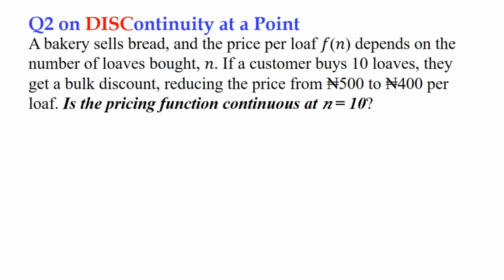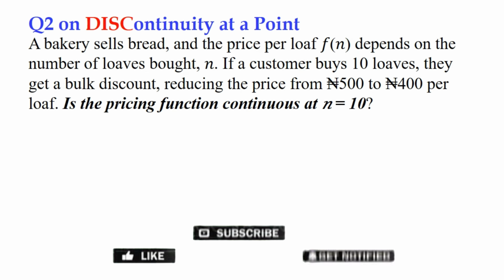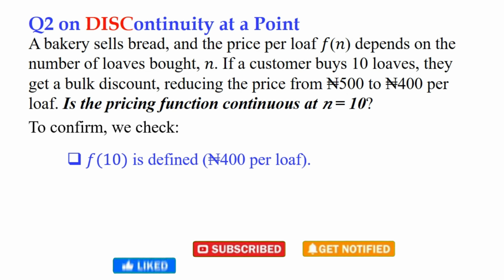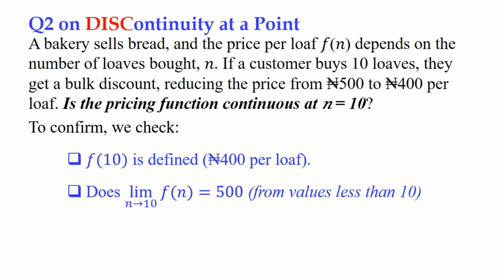A bakery sells bread, and the price per loaf, f(n), depends on the number of loaves bought, n. If a customer buys 10 loaves, they get a bulk discount, reducing the price from $500 to $400 per loaf. Is the pricing function continuous at n = 10? Short solution. 1. f(10) is defined: $400 per loaf. 2. lim n→10 f(n) equals 500 from values less than 10. 3. But lim n→10 f(n) ≠ f(10), so the pricing function is not continuous at n = 10. There's a sudden price jump, a discontinuity.